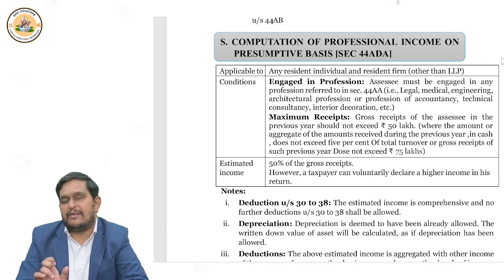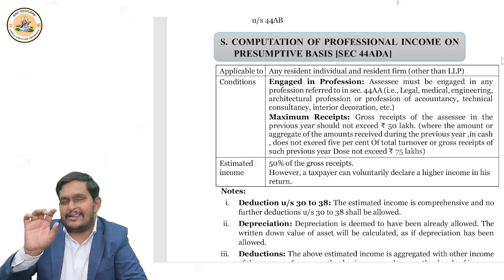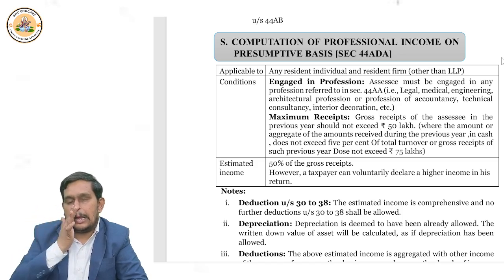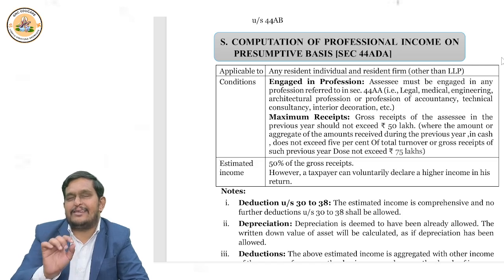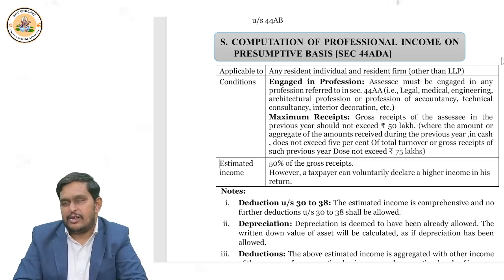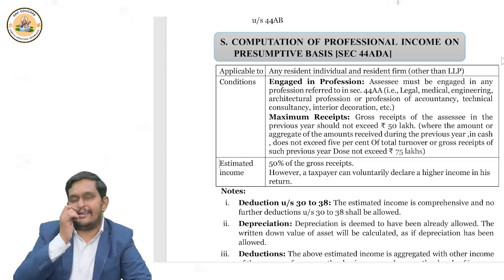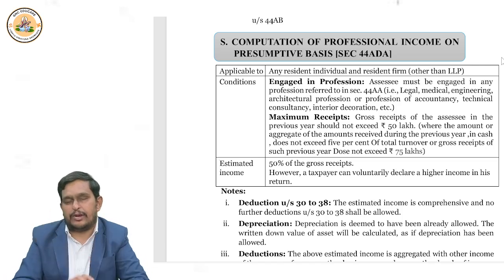Now, what is the maximum limit of turnover? Here also two turnover limits are given. Suppose cash receipts are up to 5%, then remember 75 lakhs. In all other cases, 50 lakhs is the maximum limit. So remember, cash receipts up to 5%, 75 lakhs is the limit. And other than that, 50 lakhs is the limit. So this is the maximum turnover.